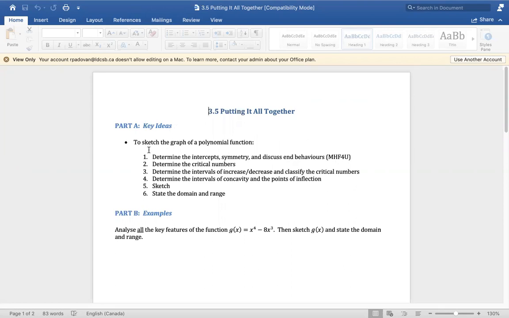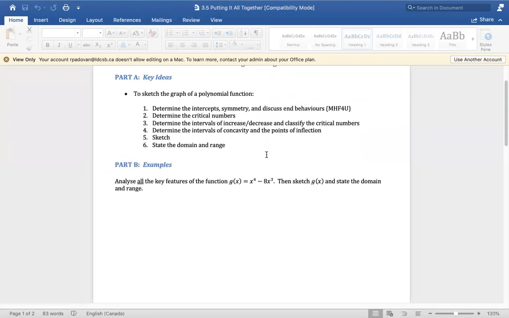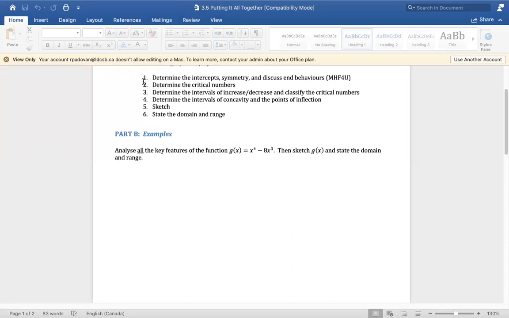So to sketch a graph of a polynomial function, this is from the 12 functions course. Again, we're going to review and recap all of this, so that'll be a good review of functions.